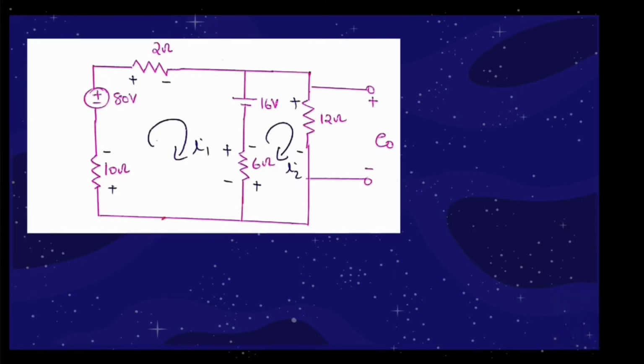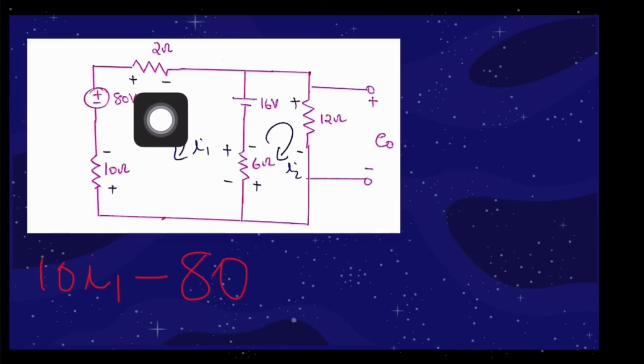Let us first focus on the first mesh. Starting at this point in clockwise direction, first we observe the voltage drop across this 10 ohm resistor, which is equal to 10 into I1. So we start our KVL equation with 10 I1. After that, this 80 volt voltage source with the polarity mark in the order minus plus, correspondingly we add a term minus 80 to the KVL equation.